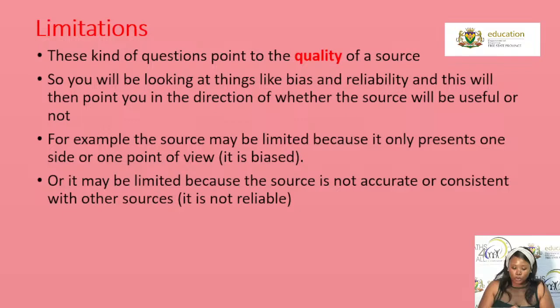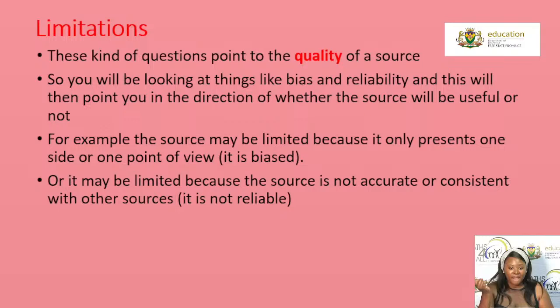And then limitations. How is this source limited? These kinds of questions point to the quality of the source. What is missing in the source? How rich does the information appear to be in the source? So you will be looking at things like bias and reliability, and this will then point you in the direction of whether the source is useful or not. So whenever you come across a question of limitation, you need to first look at whether the source is biased, one-sided, or whether the source is reliable. Can you trust it? Does the information reflect accuracy? Is the source useful?